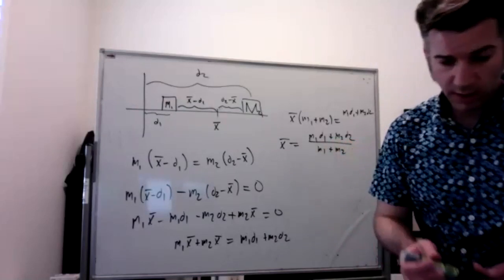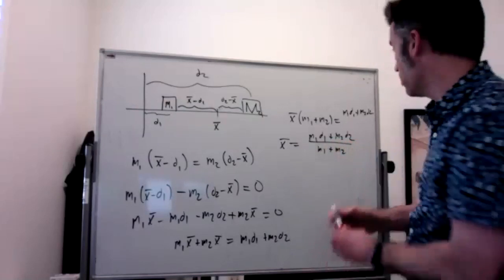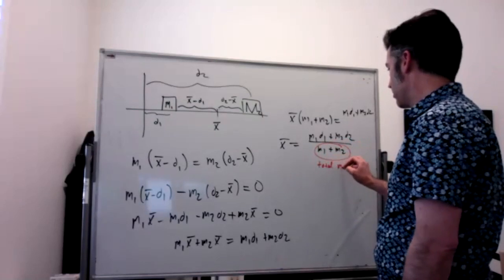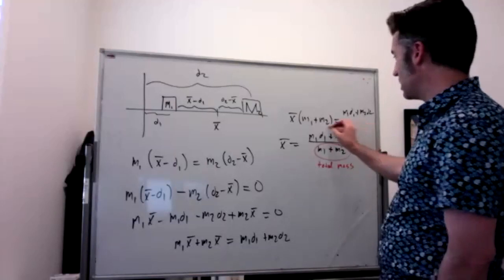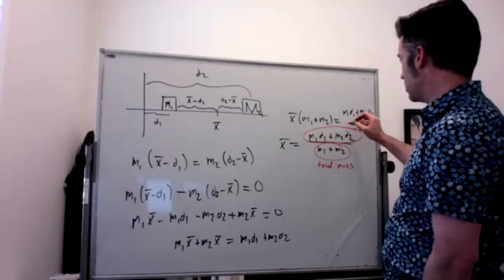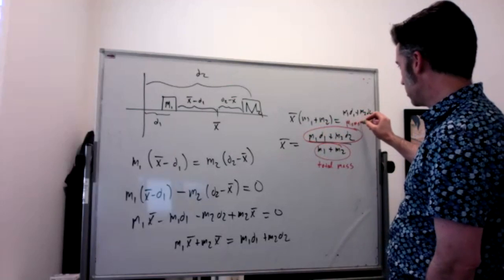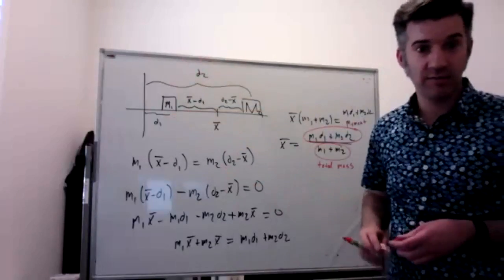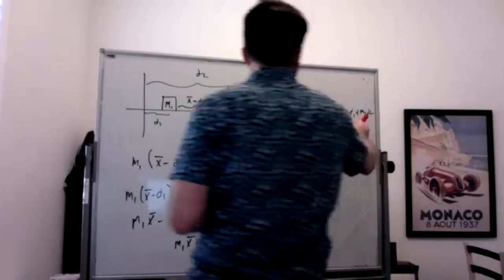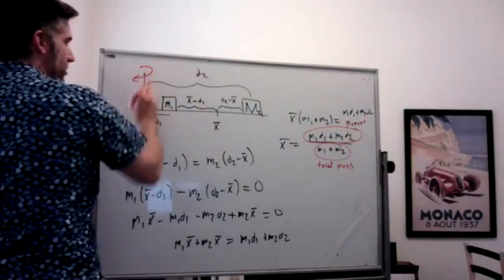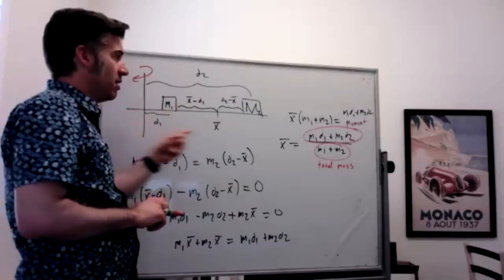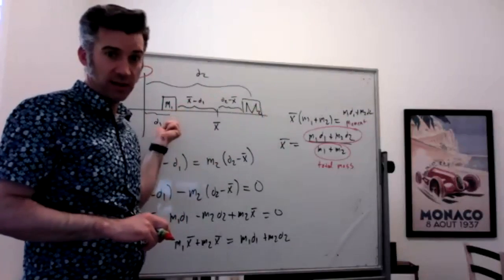But look, m1 plus m2 is the total mass of the system, and m1 d1 plus m2 d2 is the total moment of the system about the y-axis. Right, so this is the moment around the y-axis. It's the mass times the distance from the y-axis, plus the mass times the distance from the y-axis.